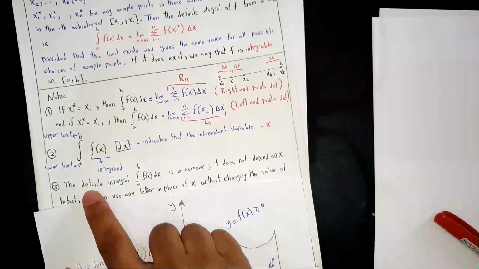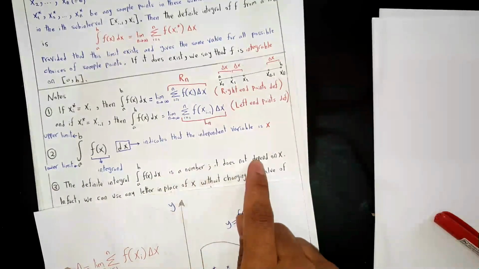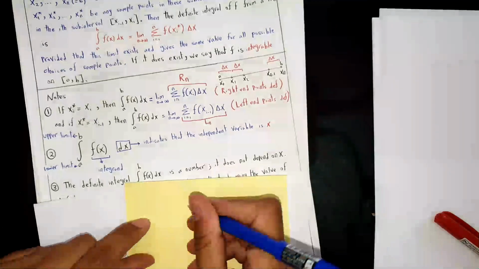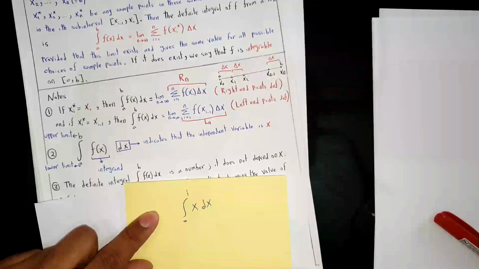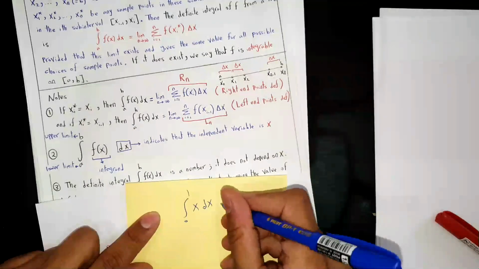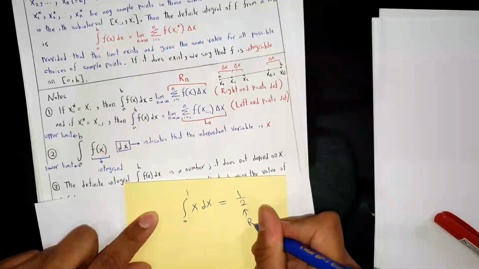Note number 3. The definite integral from a to b f of x dx is a number. It does not depend on x. Let me give you an example. The integral from 0 to 1 x dx. We will verify this today or in other sections. This integral is equal to half. This is a real number.